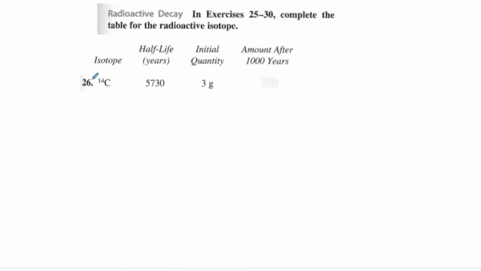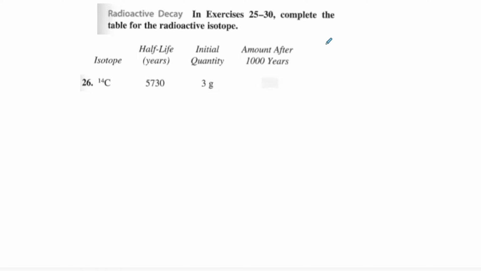isotope. So this is carbon-14, right? That's the isotope. So the atomic weight is a bit off because it has more neutrons. Remember, protons define what it is, so it's a difference in neutrons. Half-life in years and an initial quantity. So what do we know?